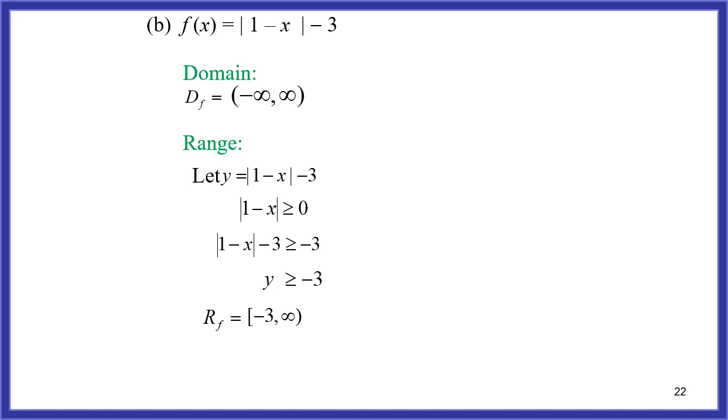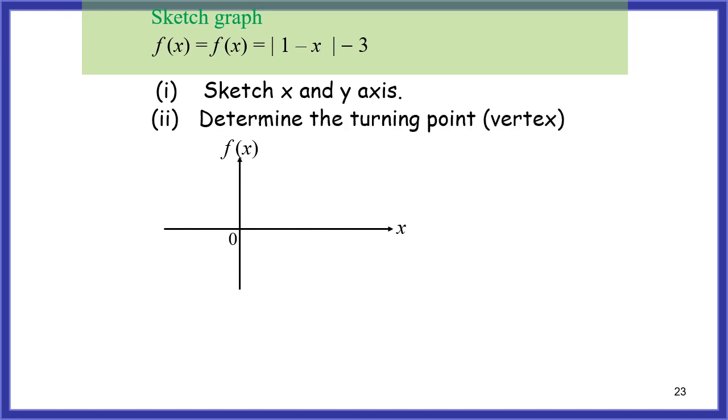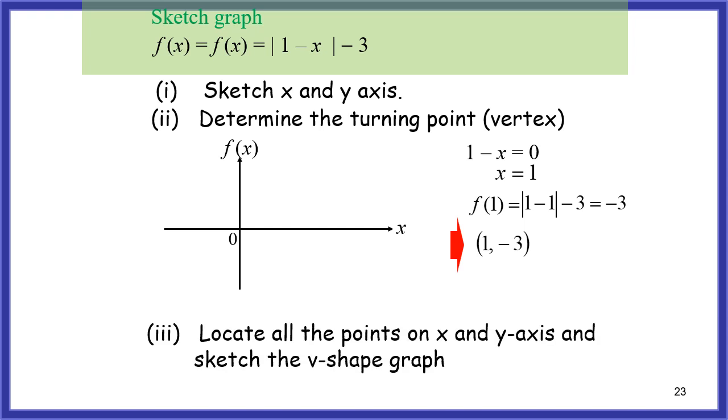And then the next step is to sketch the graph. How to sketch the graph? We just have to sketch the x and y axes and find the vertex. What is the vertex? It is when everything inside the absolute value equals 0. So 1 minus x equals 0, so x equals 1. When x equals 1, y equals negative 3. So the point here is (1, negative 3). Plot the point on the graph and then draw the V shape. Because it's a positive absolute value, it will be going up like that.